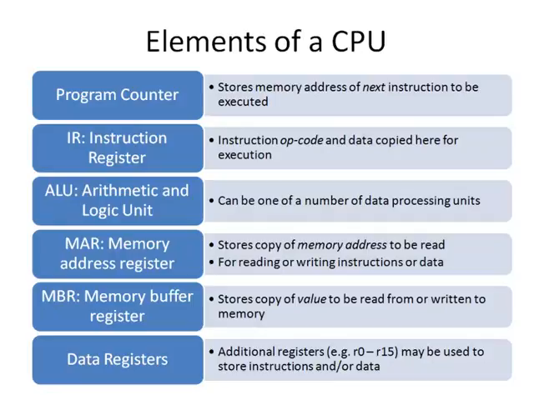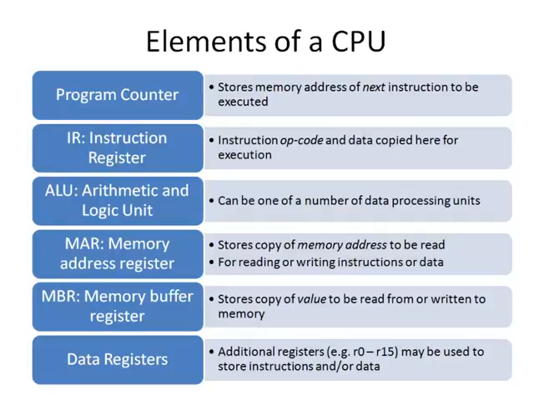The memory address register stores the current address of memory we're going to be using for reading and writing instructions and data to and from memory. It tells us which memory address, which bit of memory, is currently active for reading or writing. The MBR, memory buffer register, sometimes also known as the MDR, memory data register, stores a copy of the value or the contents to be read from or written to memory.